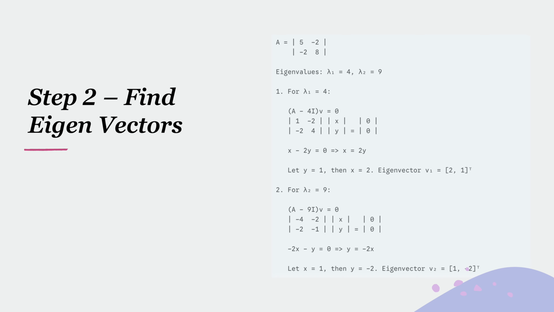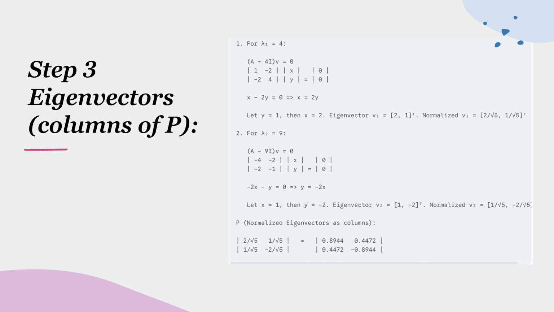And likewise, when we do lambda 2 is equal to 9, we'll substitute x is equal to 1 as an assumption, and then we will find the value of y. So basically the eigenvector here will become 2 comma 1, and here the eigenvector will become 1 comma minus 2, right? Once we are done with this, we'll have to put this in the columns of P. That's step 3, right?